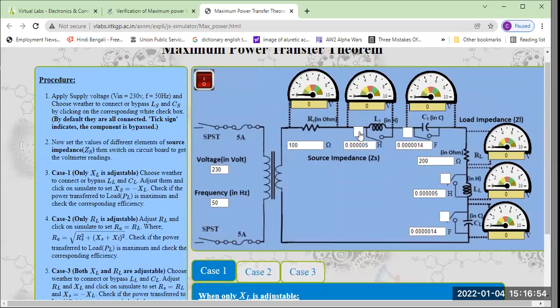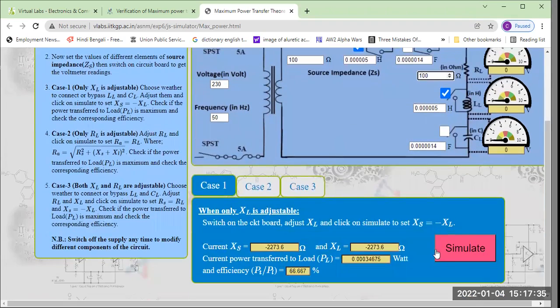First we have to check this XLS, means source inductance, and we have to apply load inductance also. Look, here we are applying the same resistance: RS is 100 and RL is 100 also. But we are first going to vary the inductance. Now source inductance is 0.000005, and here is also 0.000005, same. And look, this capacitor is just bypassed.